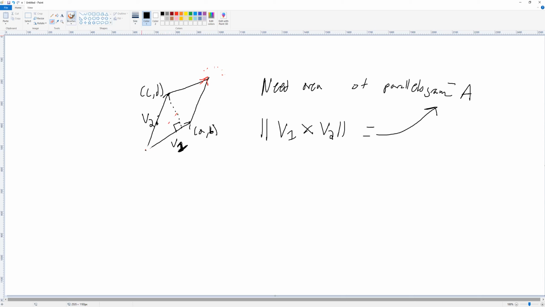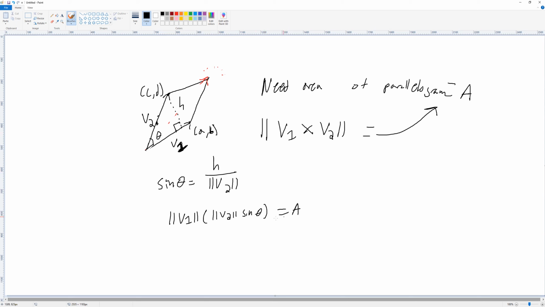We're going to let the angle between V1 and V2 be theta. From trigonometry, and we're going to let this height be h, we have that sine of theta equals h over the length of V2, which is just the magnitude of V2. So h equals the magnitude of V2 times sine theta. The area of a parallelogram is given by the length of the base, which here is V1, times h, which is V2 sine theta.